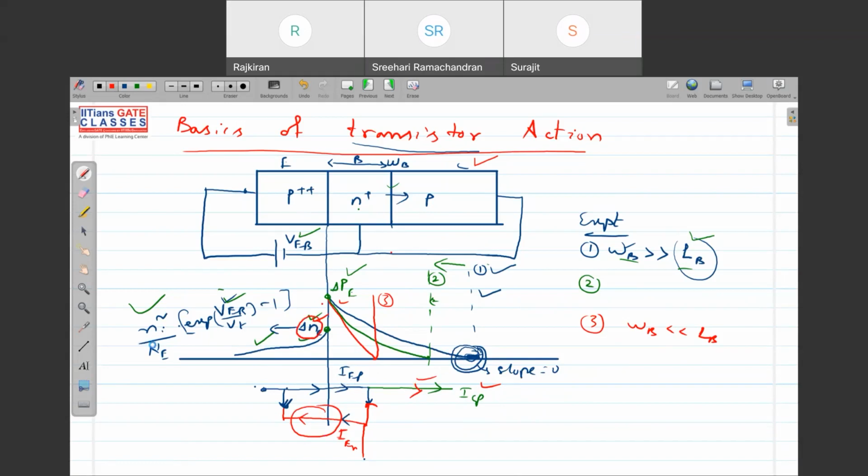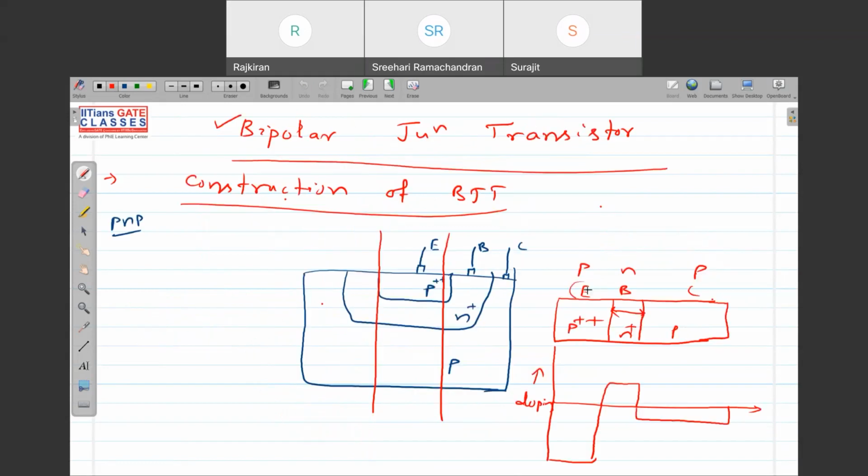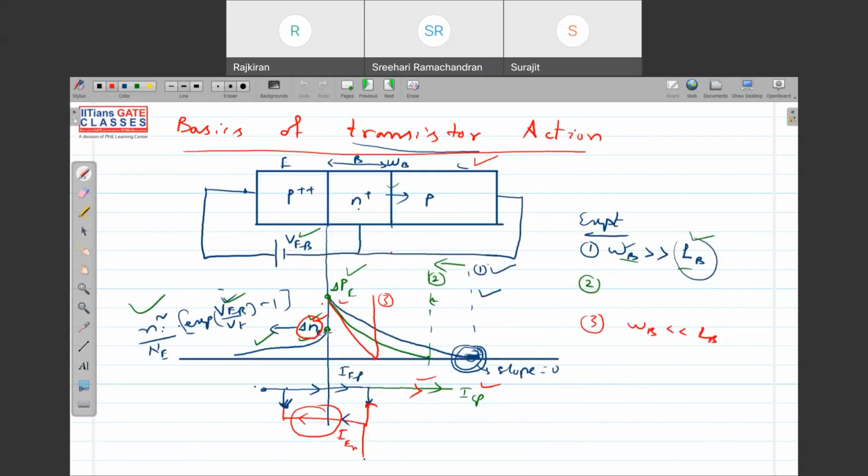That's why I initially told you the doping of the emitter region is very, very high. Since it is very high, this can be very, very low. This current is not helping me; it is just wasting my efficiency. So I can say this IEN is not desirable. Since IEN is not desirable, del NB should be very, very small. To make del NB very small, NE should be very, very high. Clear?